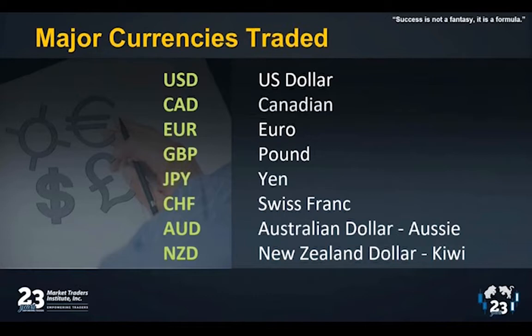I'm going to read these off. You've probably heard of them. So you've got the US dollar, the Canadian dollar, the euro, the British pound, the Japanese yen, the Swiss franc, the Australian dollar, we call it the Aussie, and the New Zealand dollar, sometimes we call it Kiwi. So those are the 8 currencies. Most of you have probably heard of at least some of these, if not all of these. So these are the 8 currencies that we work with.